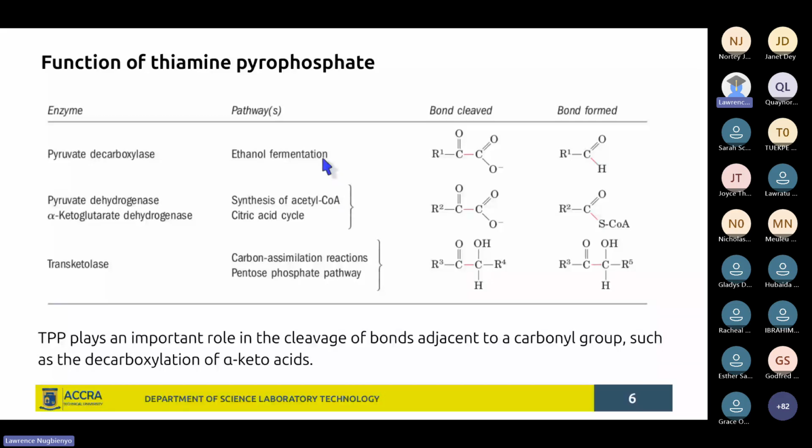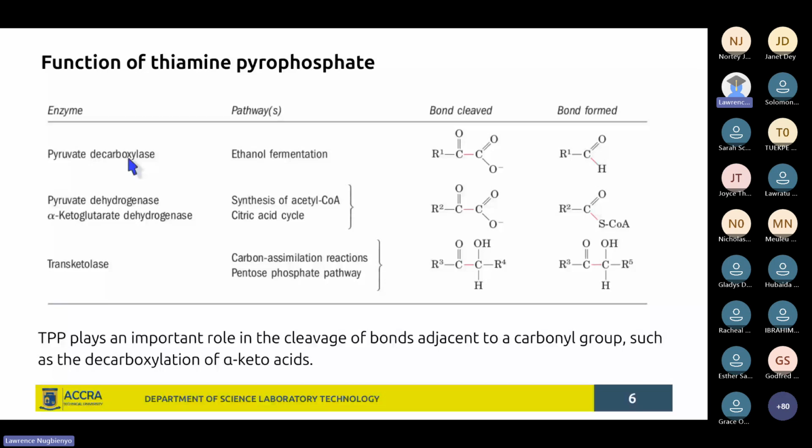Generally, I'll just mention, you find it in carbohydrate metabolism, where you have pyruvate undergoing some decarboxylation reaction, and at the same time some reduction reaction. Even from the name, pyruvate decarboxylase.